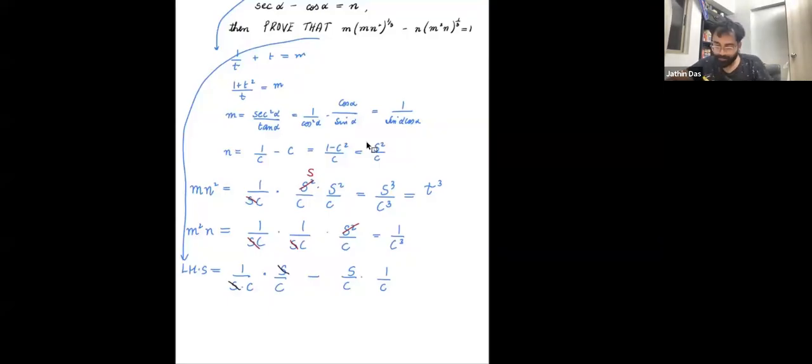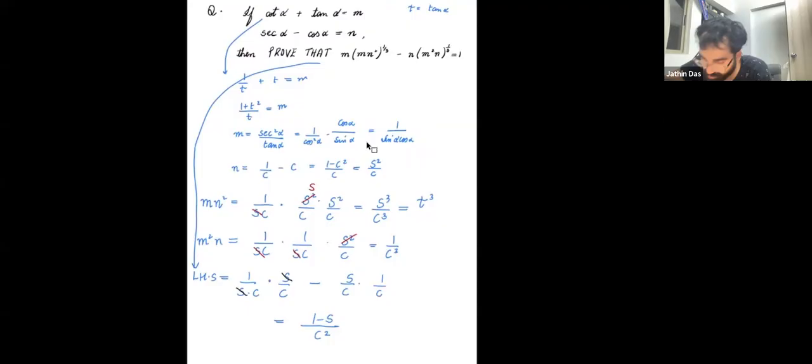Is there nothing else? No. Okay. So you get 1 minus sine by cos square. Hey, did I make a mistake? This is sine square, no? Sorry. N is sine square by cos. Okay. So here it will be sine, cos square by cos square. That's all.